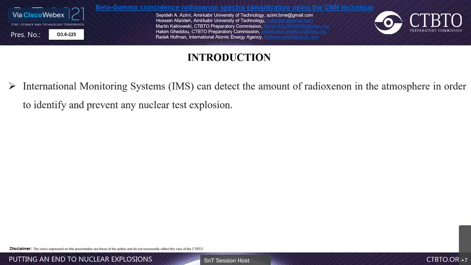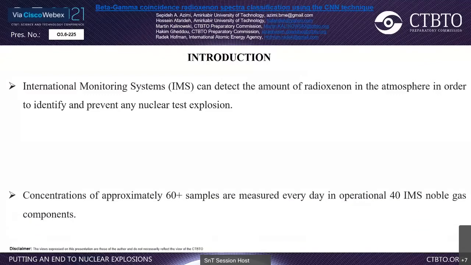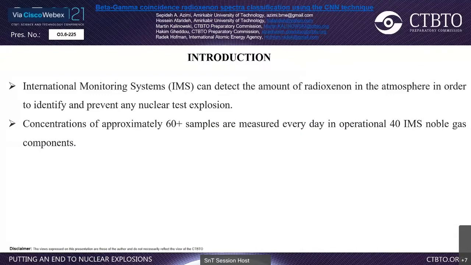International monitoring systems can detect the amount of radioxenon in the atmosphere by sampling and measuring activity concentrations of different radioxenon isotopes in order to identify and prevent any nuclear test explosion. Concentrations of approximately more than 60 samples are measured every day based on the collection time of 3 types of radioxenon systems in 12 or 24-hour air samples in completely operational 40 IMS noble gas components.